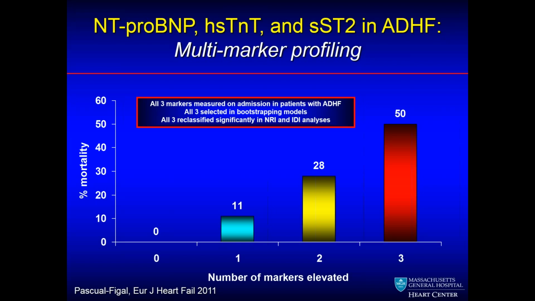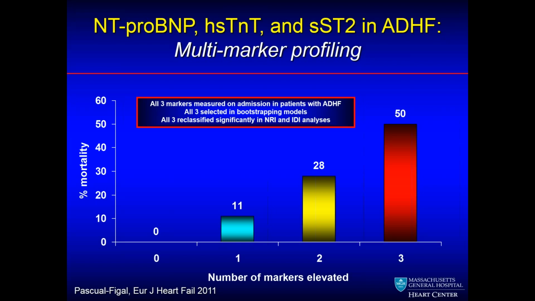So in this study that we did out of Spain, we examined the likelihood for mortality by 6 months among 200 patients with acute heart failure. And we measured NT-proBNP, high sensitivity troponin T, and soluble ST2. And in each of these categories, there's either 0 markers elevated, 1, 2, or 3 markers elevated. And in each of these categories, we have about 25% of the subjects that were admitted to the hospital. And what we see is that there's an additive risk prediction for patients when measuring 1, 2, or 3 biomarkers.